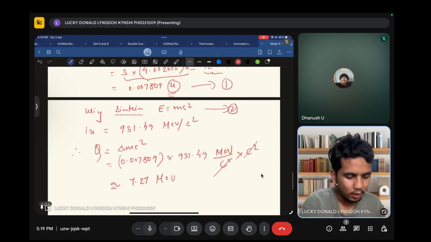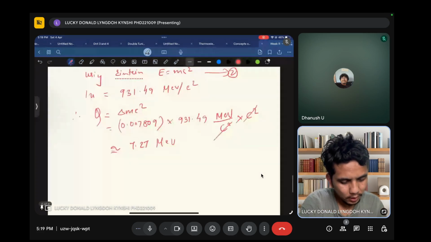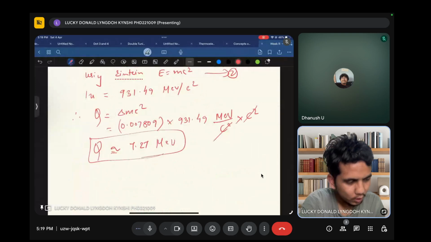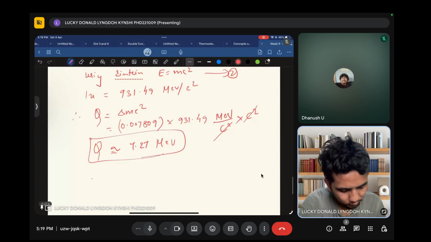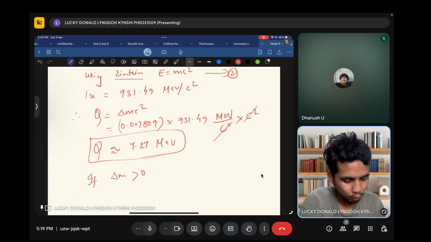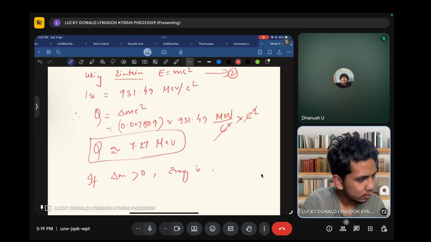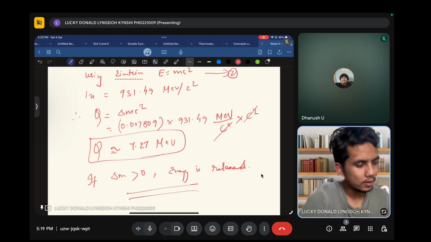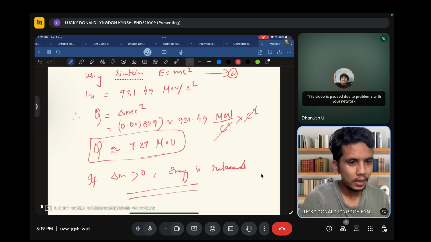Now, using this relation, from here you get the Q value to be positive. So when Q value is positive, or if delta M is greater than 0, that means Q automatically is positive. You get energy released. So this is your first question of your assignments.